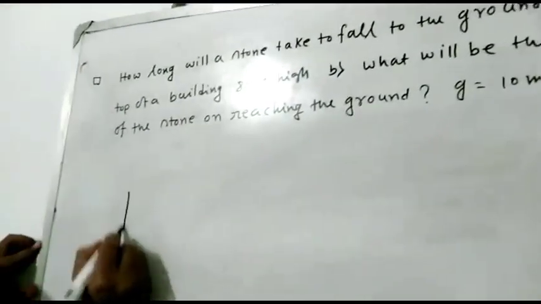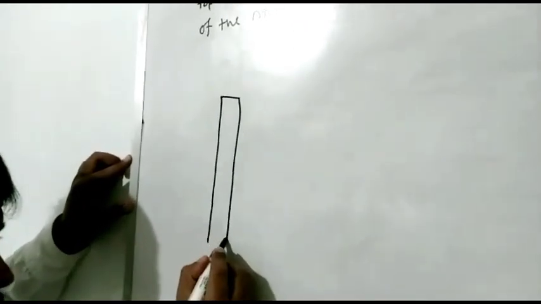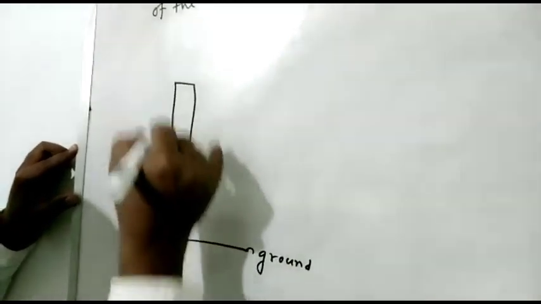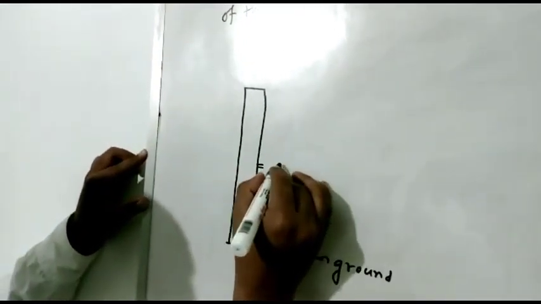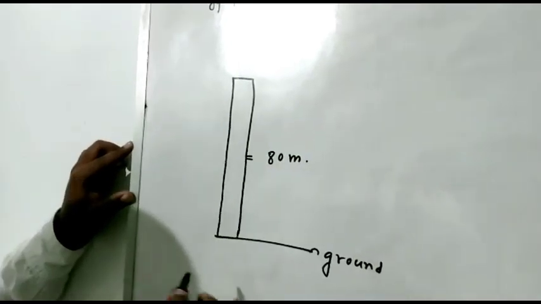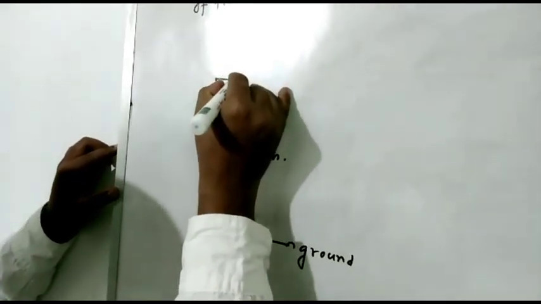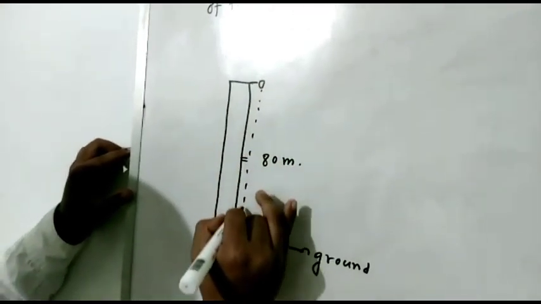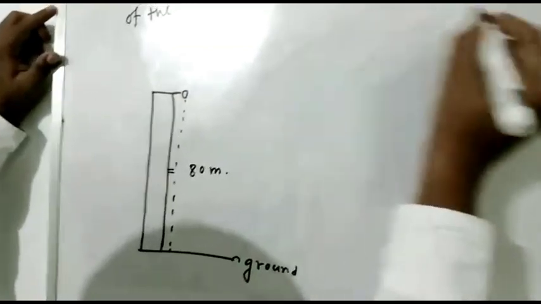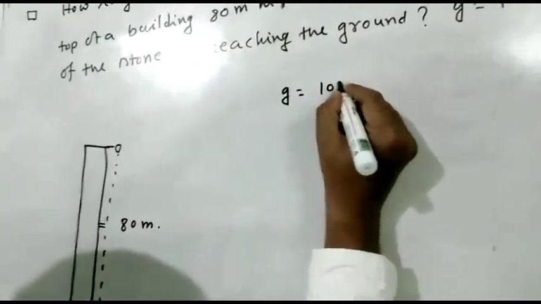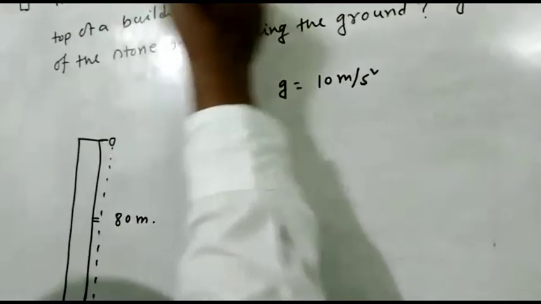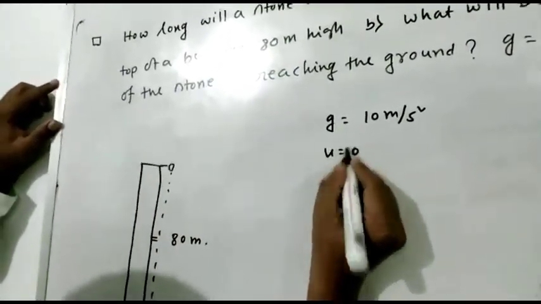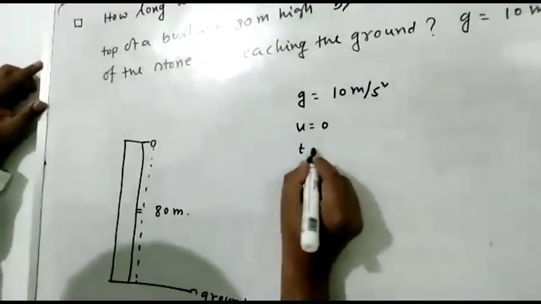Okay, so first I can draw the diagram. This will be the ground, and this is a tall building, and it is given that the height of the building is 80 meter. From that place you can drop one object and we are asked the time taken to reach the ground. So what is given? g equal to 10 meter per second square, and since the stone falls from the height of 80 meter, u should be 0.